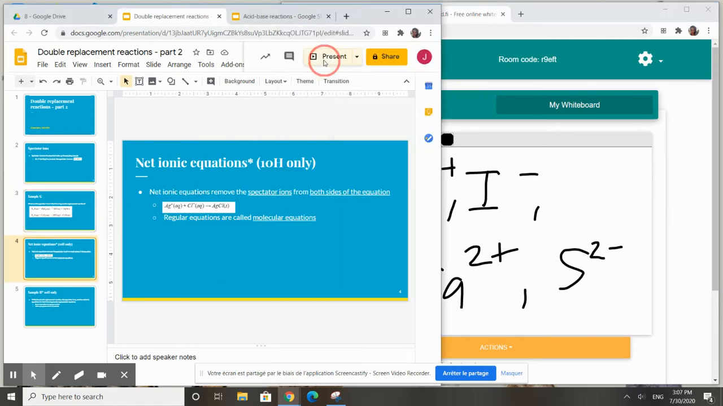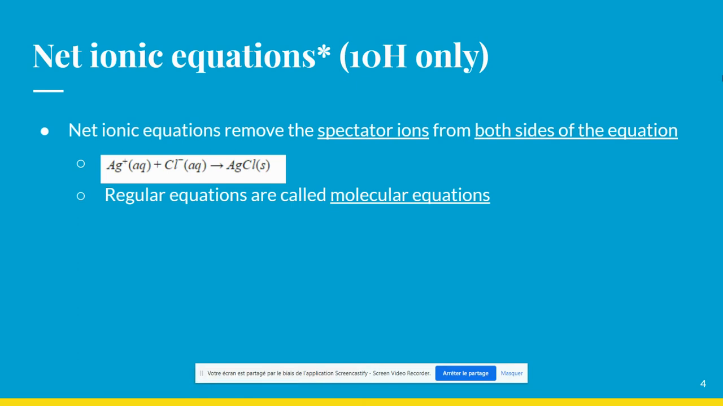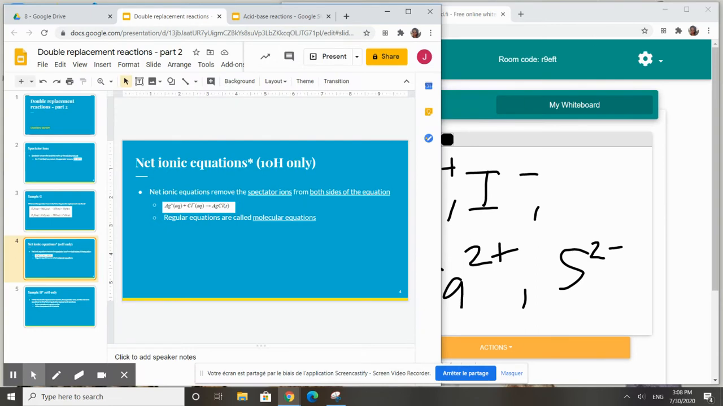Right, then net ionic equations. It's sort of like the opposite of the spectator ions. So that's what happens when you remove the spectator ions from both sides of the equations, as opposed to molecular equations, which include the spectator ions. So what we did last video is called molecular equations. Let's take a look at an example with it.